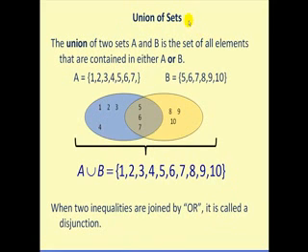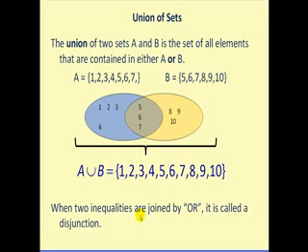Now when we talk about the union of sets, the union of sets A and B is the set of all elements that are contained in either A or B. So again, if we have the same set A and the same set B, if we want the union, we want all numbers that are in either set A or B, so the numbers 1 through 10.